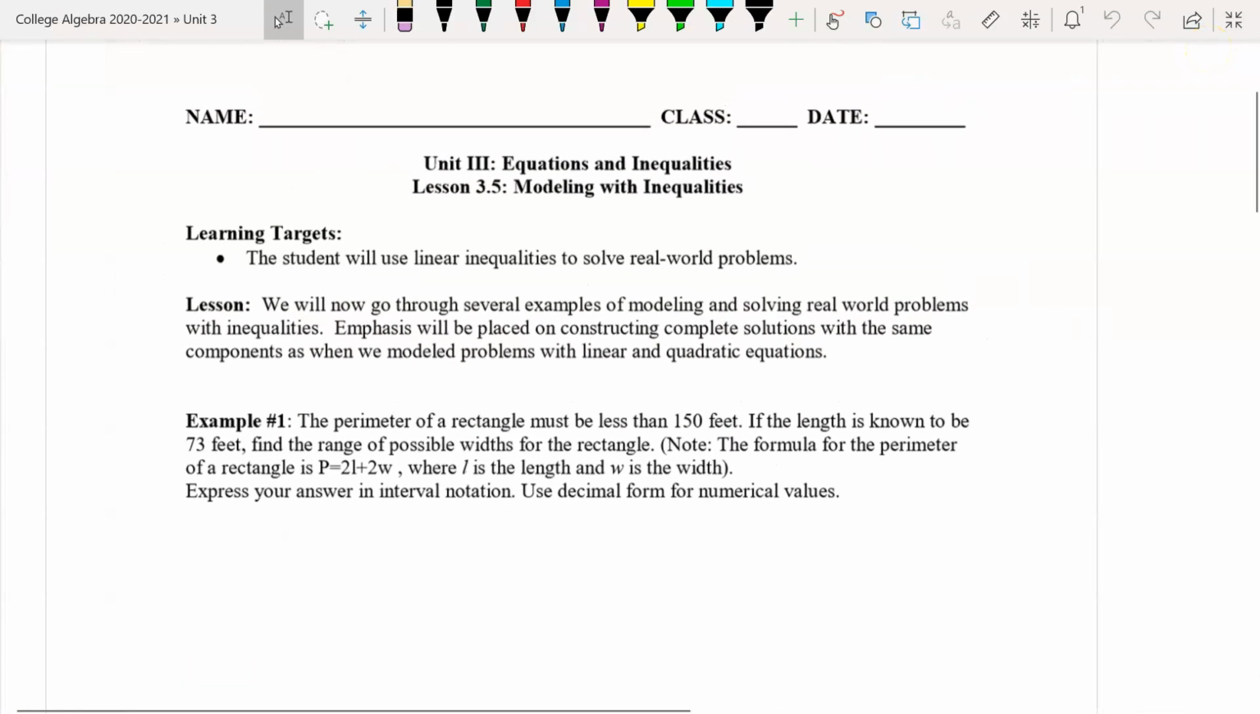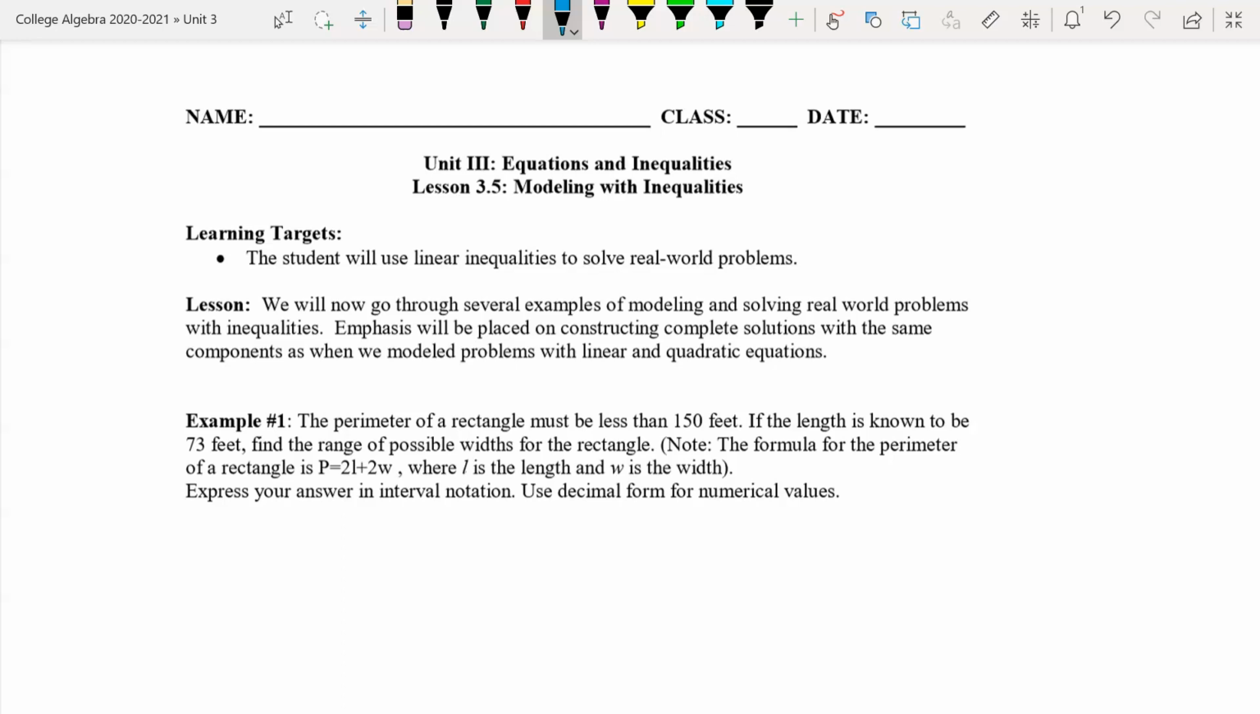Alright guys, so now that we've done inequalities, just like we did with linear equations, now we're going to model with inequalities. So we're going to go through several examples of modeling and solving real world problems with inequalities. Emphasis will be placed on constructing complete solutions with the same components as when we modeled problems with linear and quadratic equations. So first example says the perimeter of a rectangle must be less than 150 feet.